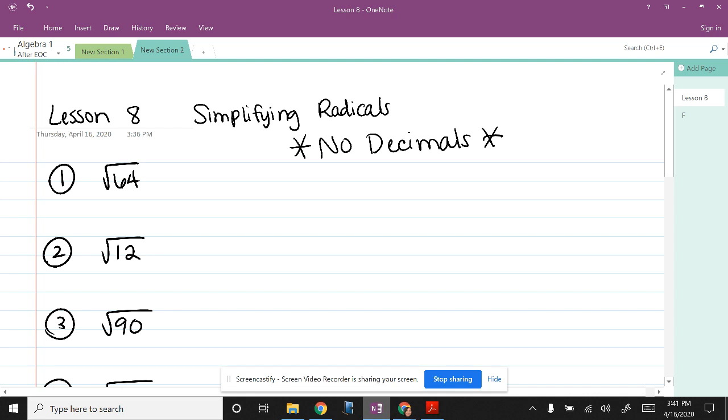Okay, so today what I want to do is do a lesson on simplifying radicals. Now, this is a lesson that I know you're going to need throughout the rest of your high school career. That's why we're doing it. This is not busy work. This is something you're actually going to need for geometry and algebra 2 and college algebra.